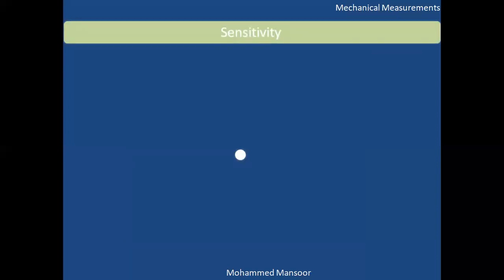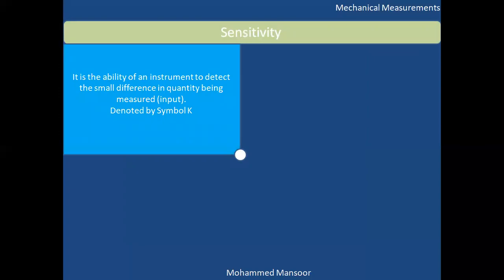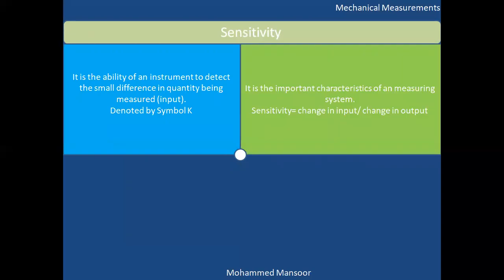The next term is sensitivity. Sensitivity means the ability of an instrument to detect a small difference in the quantity being measured, that is, the input. So if there is a slight difference in the input, the instrument should be able to detect it. That we call sensitivity, and it is generally denoted by the symbol K. Sensitivity is an important characteristic of a measuring system.